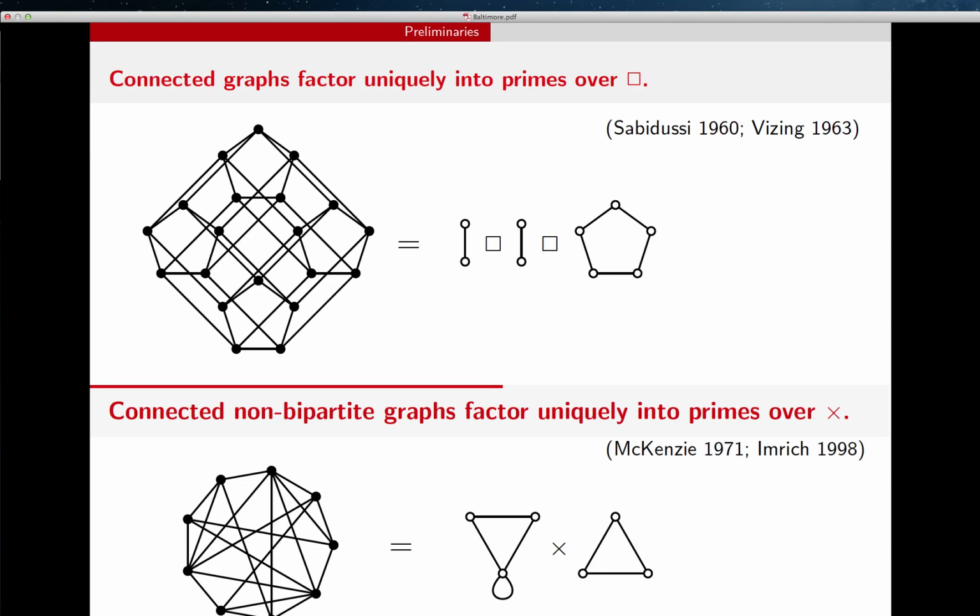We also have a notion of primeness, or prime factorization, over the direct product, and this is due to McKenzie and Imrich. It happens that connected non-bipartite graphs factor uniquely into primes over the direct product. So here's a graph, and it's equal to this prime graph times that prime graph. And that factoring is unique, no matter how you factor this graph into primes. You'll get two factors. One of them will be this graph, and the other one will be that graph. It's unique.